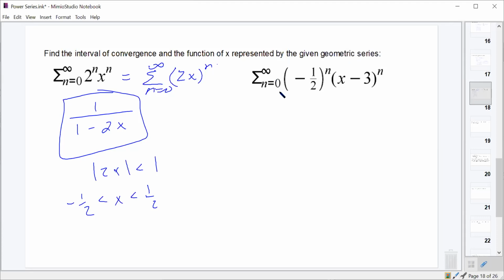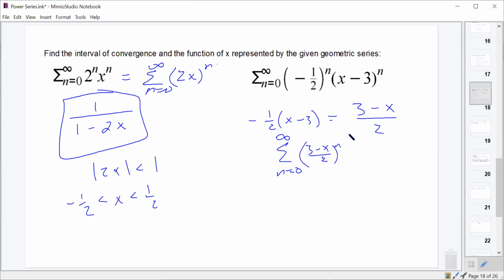I can figure out what the common ratio is by just multiplying everything that's being raised to some sort of power of n. So -1/2 times x minus 3 ought to be 3 minus x over 2, right? And so that's our common ratio. This series is the sum from n equals 0 to infinity of (3 minus x over 2) to the power of n.